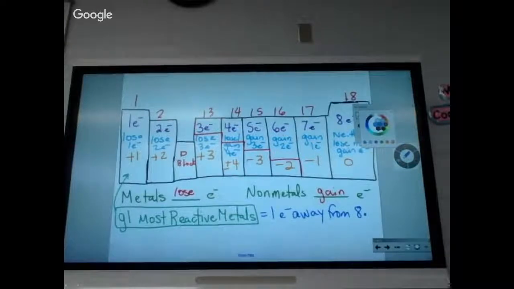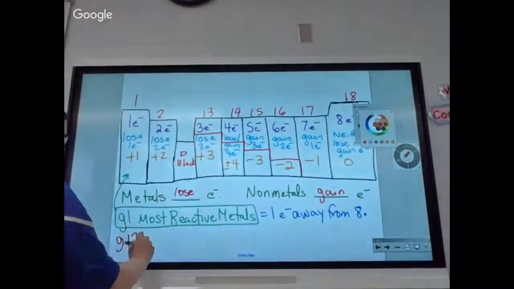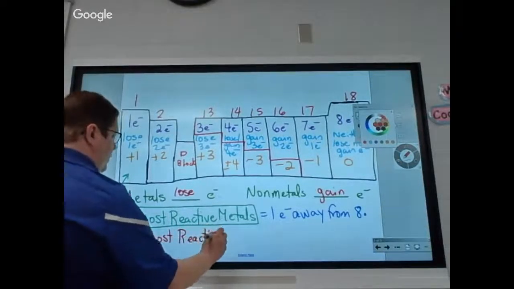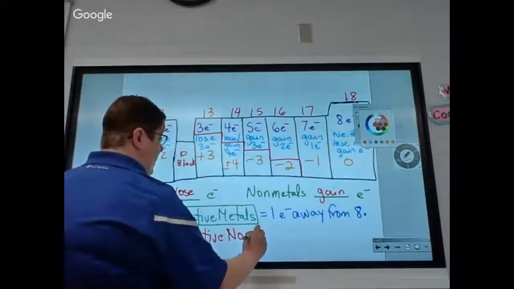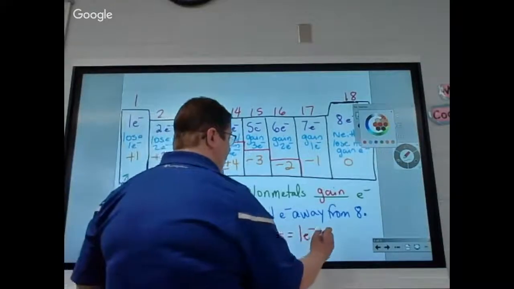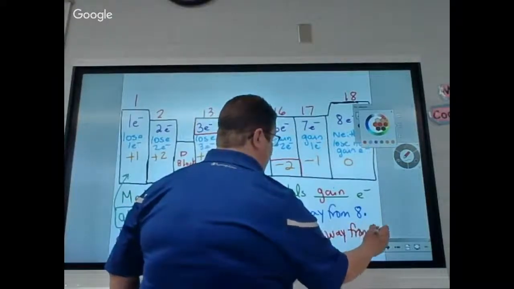So who would be the other most reactive group on the periodic table? 18 has how many? 17. It has 8 already, so it's not going to be reactive at all. So who? 17. Okay? Group 17 are the most reactive non-metals. And again, they are 1 electron away from 8.